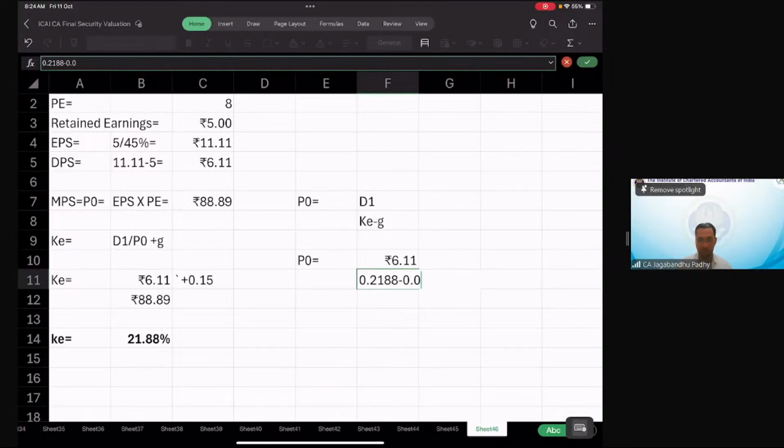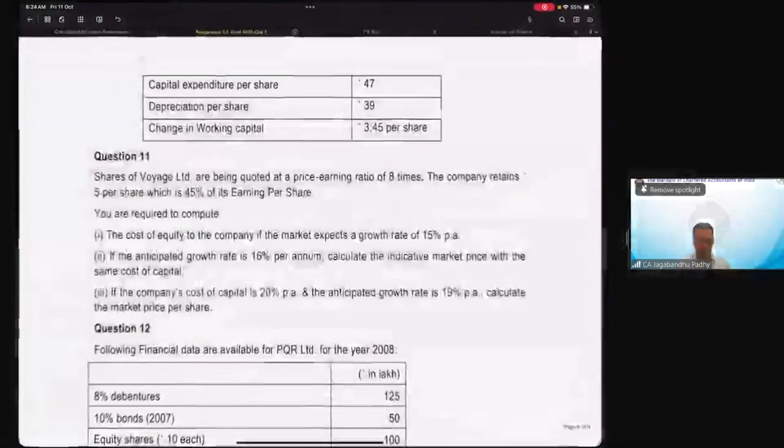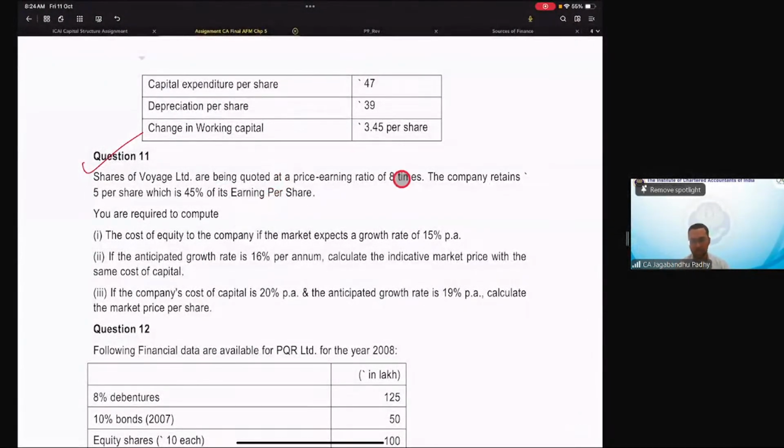Sir, can you explain why we are taking 6.11? Because it was today's which it is giving. It is not stated to be today's. The company retains has been given. So company has retained 45%, which is 5 rupees. So 6.11 is left with the company for distribution. So we are assuming that this 6.11 will be distributed on a future date or after a year. Alternatively, you can also give an assumption and say that this 6.11 belongs to the next year. Both ways are correct because of the sort of ambiguity in the question that we have.